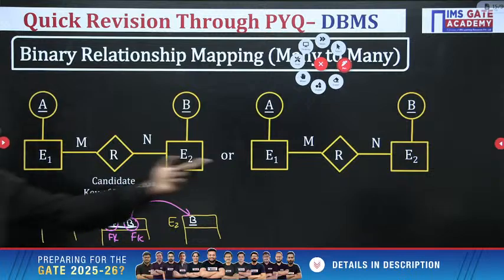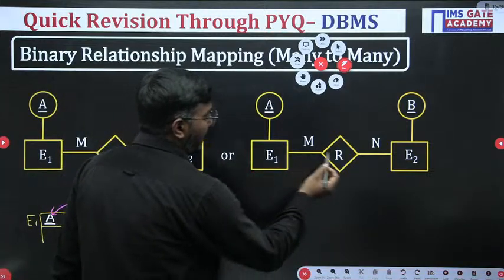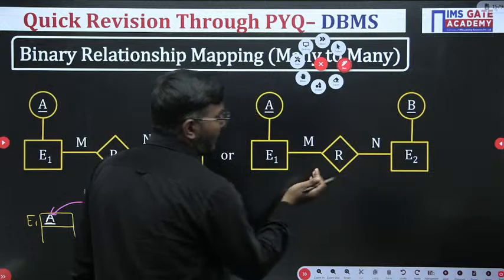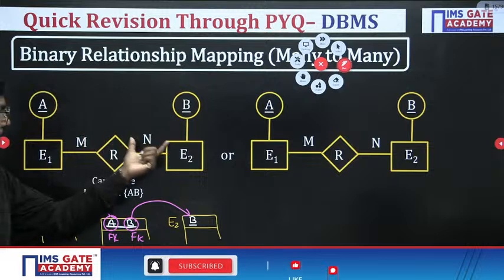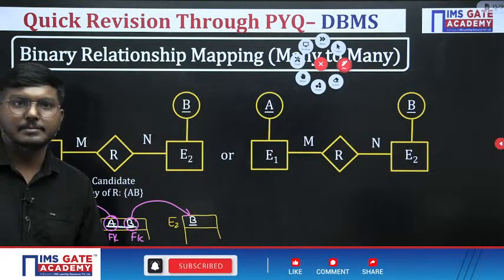Fine. Similarly here also, again the same: E1, R and E2. All these 3 will form a separate table. So 3 relational tables will be required if the mapping is many to many with both sides partial participation. Understood? Fine.